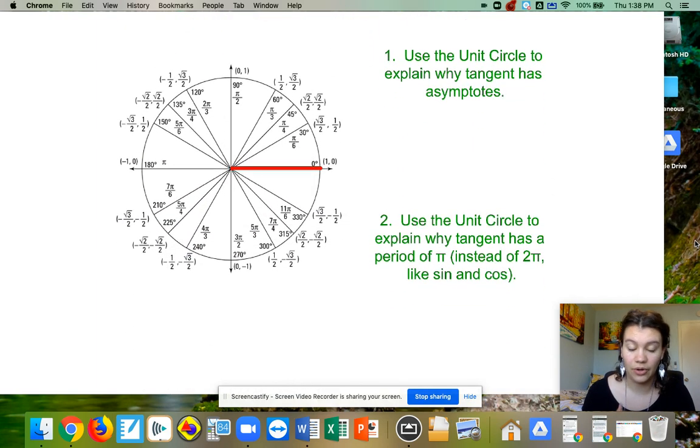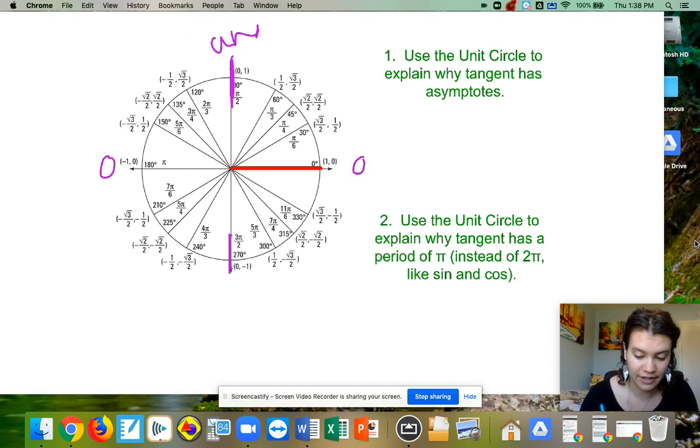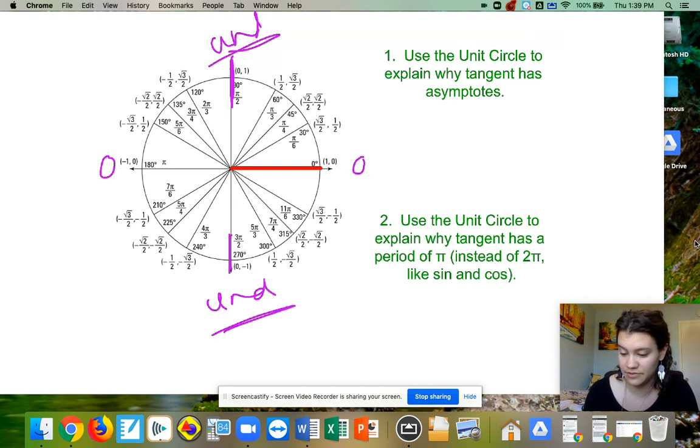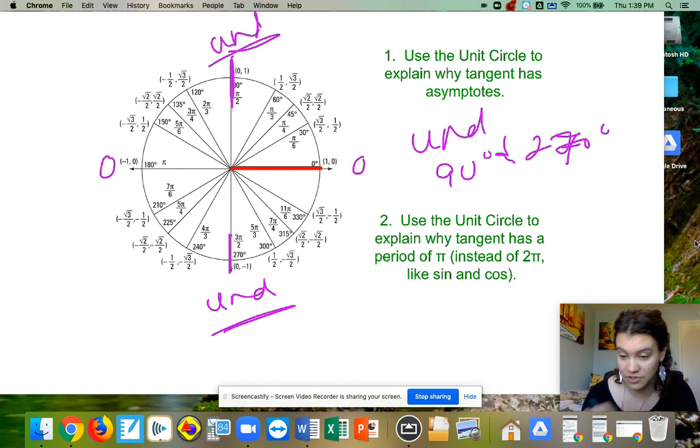All right, so how can we use the unit circle to explain why the tangent has asymptotes versus just regular values? You can think of right here at 90 and at 270, we list tangent values, tangent 0 here and 0 here, but it's undefined at 90 and 270. So when you're graphing it, you're going to end up getting asymptotes at your undefined values. So our answer to the first question is you're undefined at 90 and 270, or pi over 2 and 3 pi over 2.